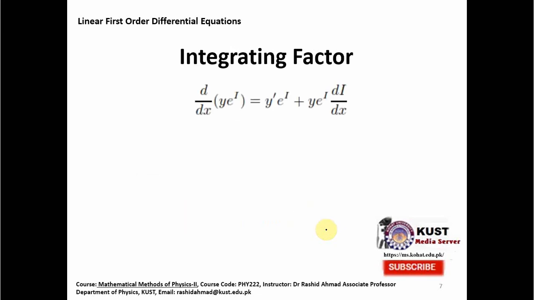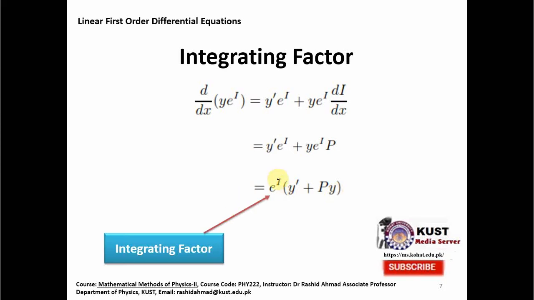So here you see now that in this equation, after the differentiation, this e raised to power I is in both terms, as you see over here, and this dI/dx, which we have defined before, is equal to p. So this is equal to p, and if I take e raised to power I common from both terms, because it is included in both terms, so we can just take the common out. So we will be left with y prime plus py, and this e raised to power I is called the integrating factor. So this is the integrating factor.